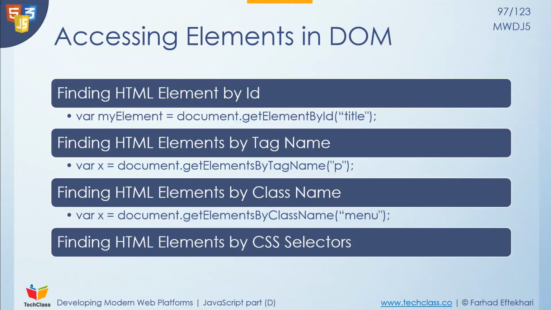And also you can find HTML elements by their CSS selectors, just like this method that you can see, querySelectorAll, and then a.menu. It means all of the a tags that have a menu class name, and then that variable can have access to those HTML elements.